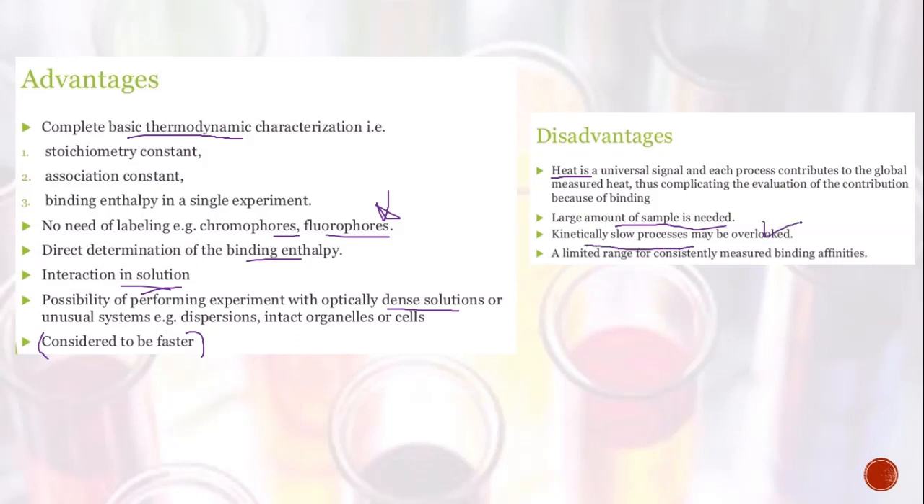Yes, if we have activities that are kinetically slow, remember this is measuring kinetics, how we are able to bind macromolecules to ligands over time, some sort of reactions such as enzymatic reactions. So if we have binding that is not very kinetically active, then this may be overlooked by this test. A limited range of consistently measured binding affinities can be obtained. So that is also a disadvantage. So these are the advantages and the disadvantages of isothermal titration calorimetry.